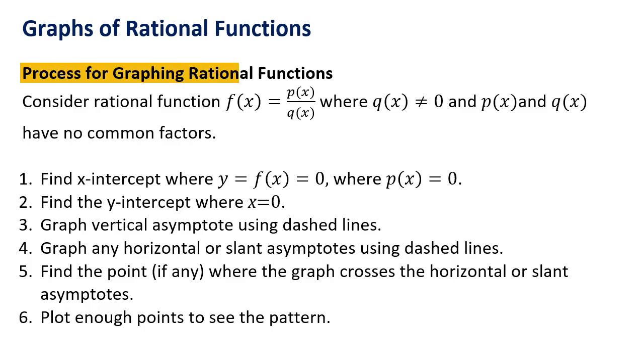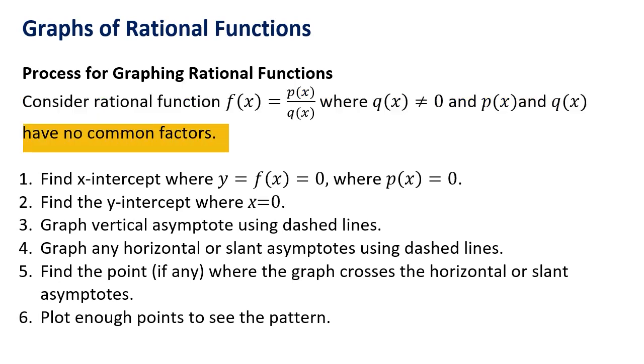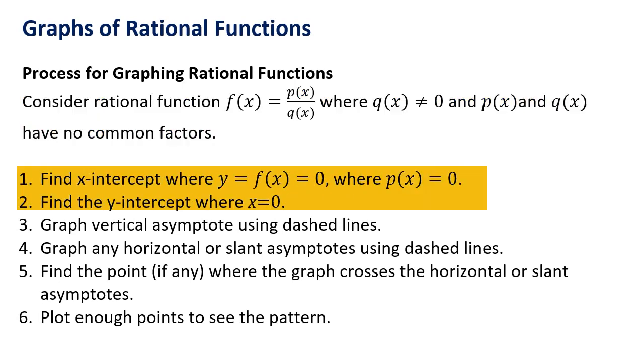Graphs of rational functions. There's a process. Consider the rational function f of x equals p of x over q of x. q of x can't be 0, and p of x and q of x have no common factors. Start off by finding the x and y intercepts.